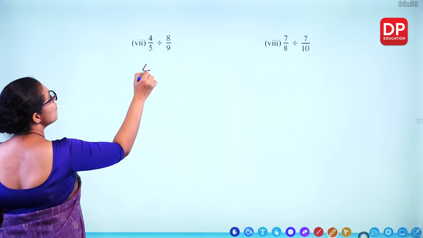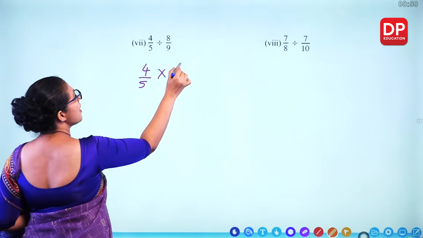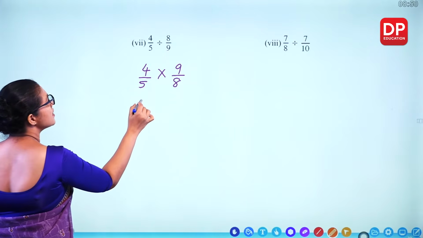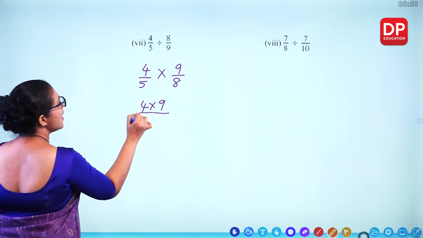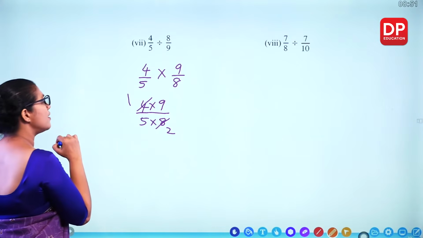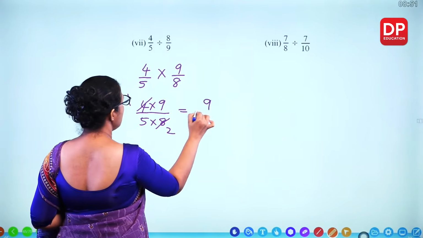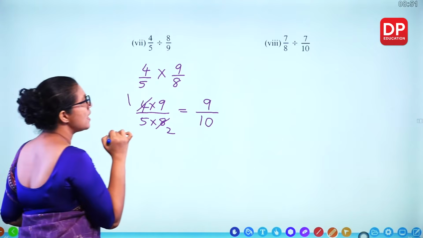Another question. 4 over 5 divided by 8 ninths multiplied by 9 over 8. 4 times 9 and 5 times 8. You can simplify. You get this one. 1 times 9 is 9. 5 times 2, 10.